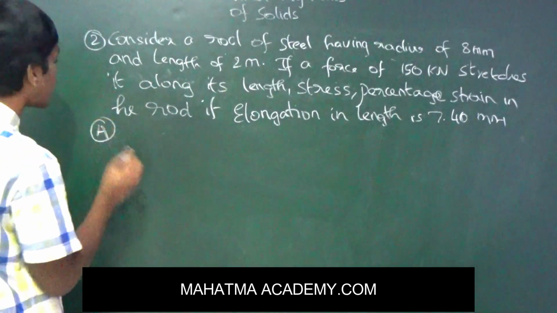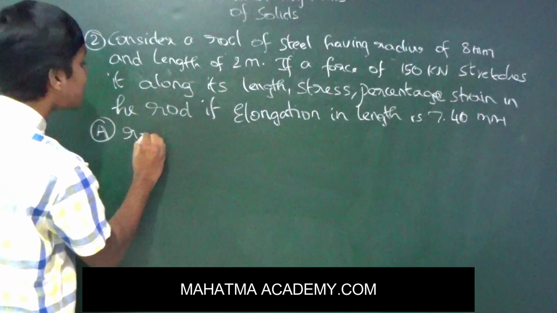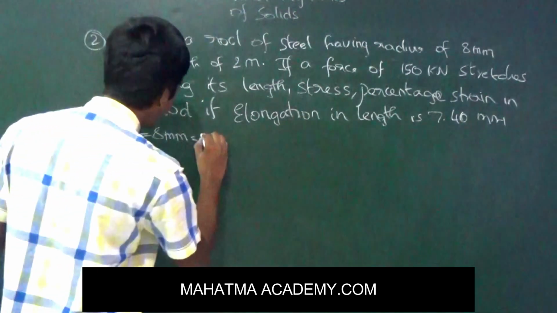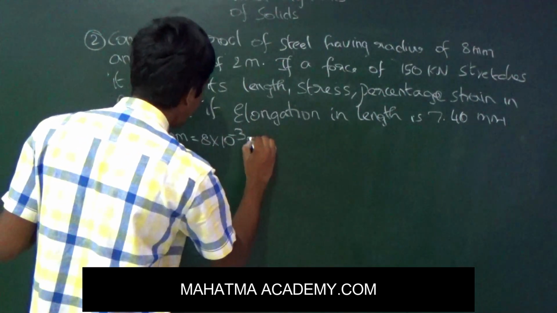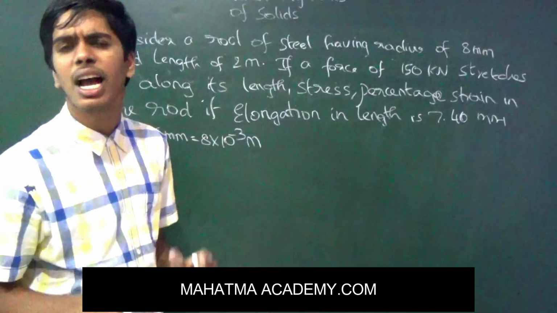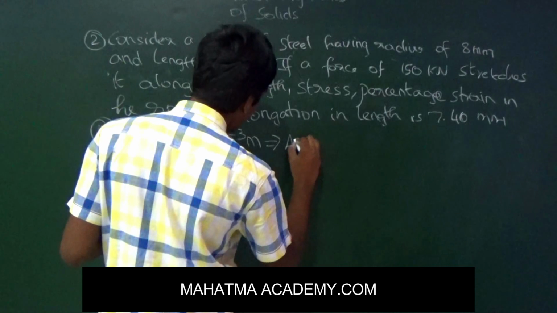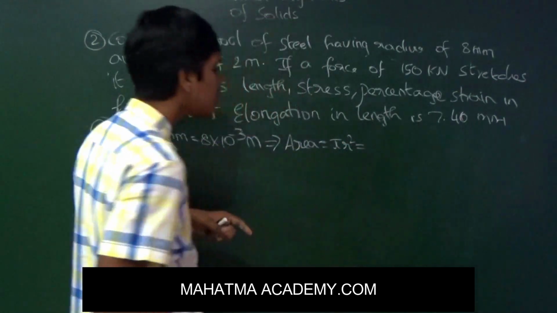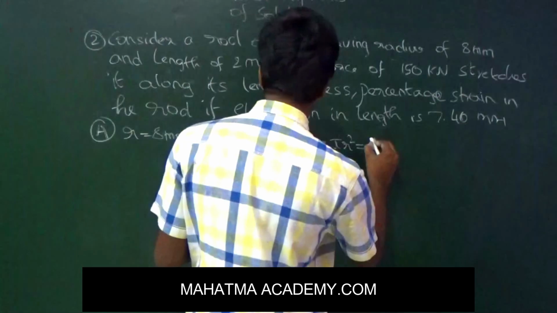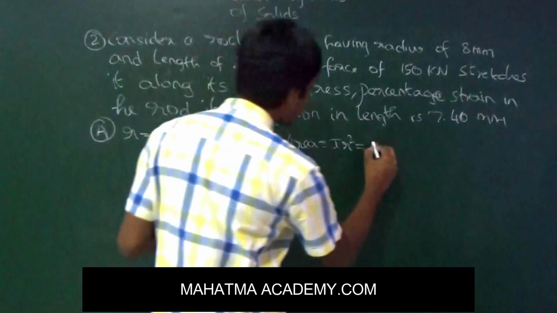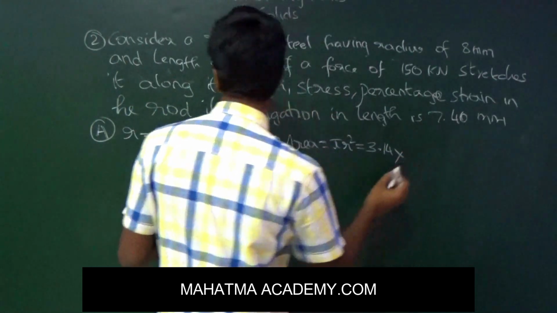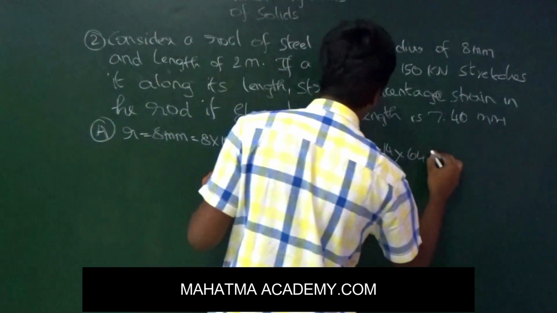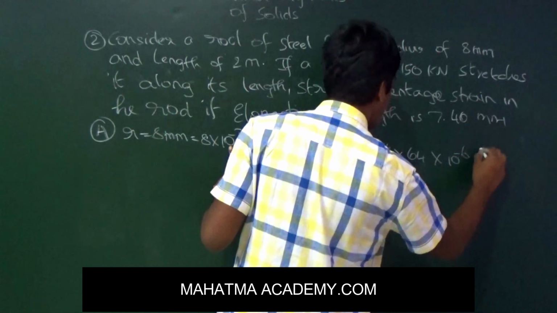Now answer. First, radius r is equal to 8 millimeters, and we want to convert into meters: 8 into 10 to the power of minus 3 meters. And now we will write the area. Area is equal to pi r square, where the value of pi is 3.14, into 8 into 8, 64, into 10 to the power of minus 6 meters square. This is the area.